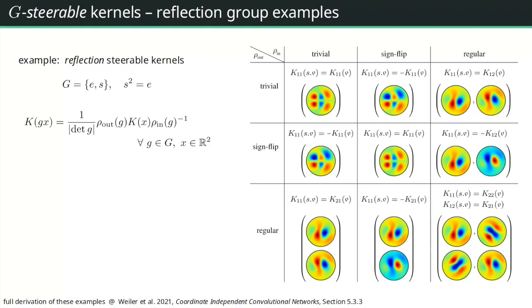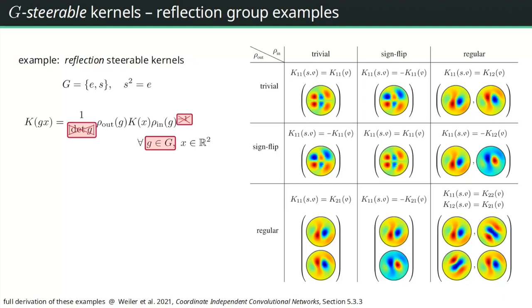If we are looking at the reflection group, that's a very simple group. It has two elements, the identity, and the other element is the reflection, which I just write as S. It is defined by the property that reflecting twice is the identity again. So S squared is the identity. And then we have our general kernel constraint here, which we saw before. But we can actually simplify it for the reflection group.